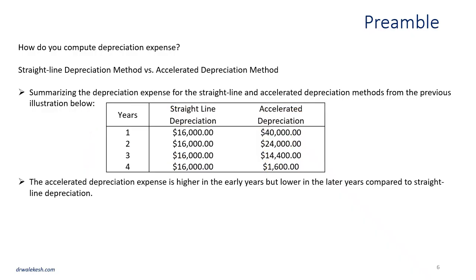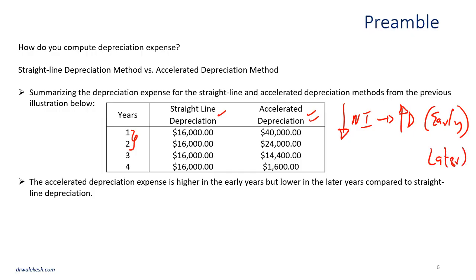So that implies that when using the accelerated depreciation method compared to the straight line depreciation method, you would record a lower net income or net profit in early years. And the major reason is because of the high depreciation expense. But in later years, when using the accelerated depreciation method compared to the straight line depreciation method, you would record a higher net income or net profit, and the major reason is because of the lower depreciation expense.